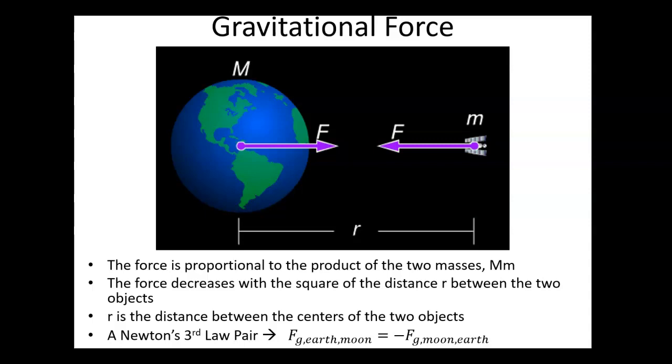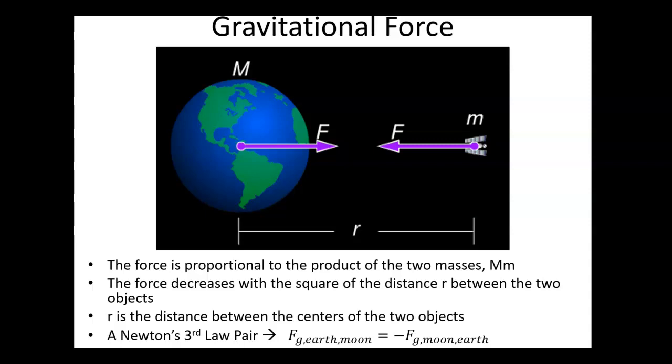The Earth is exerting a force that tries to pull the moon toward the center of the Earth, and the moon exerts a gravitational force that tries to pull the Earth toward the center of the moon. This force is proportional to the product of the two masses. You'll notice that we're using an uppercase M to represent the larger mass and a lowercase m to represent the smaller of the two masses.